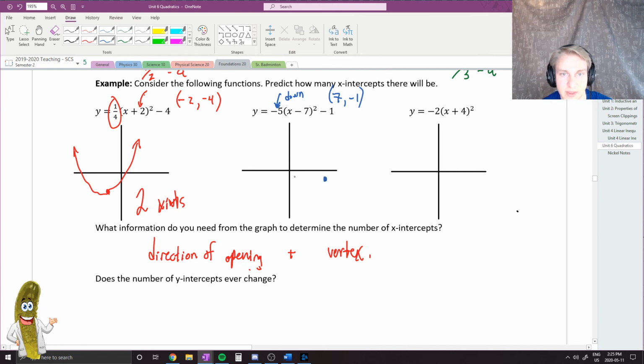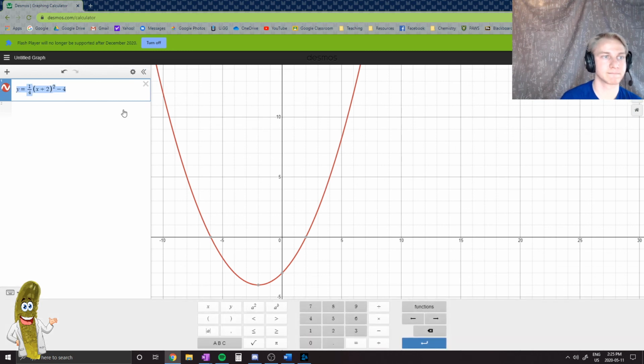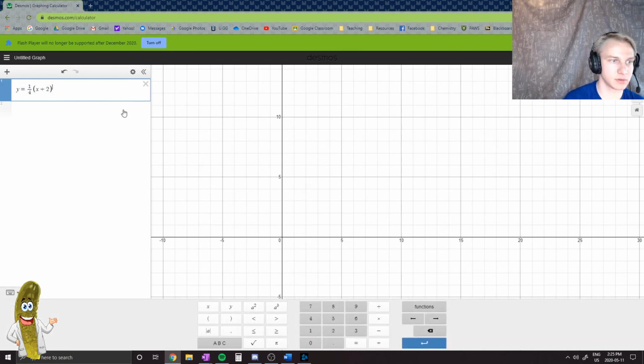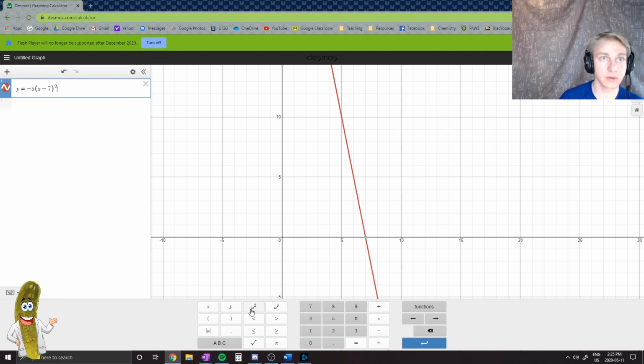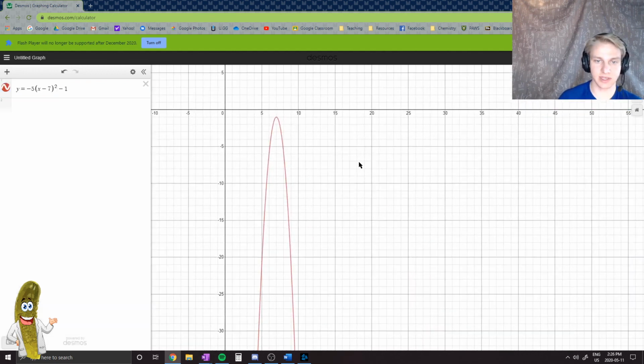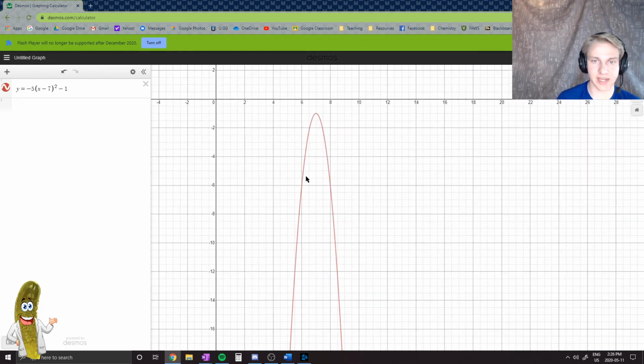So I'm going to guess roughly there. I know that this is pointing down and it's also a -5, so this is going to be a super skinny graph. I'm predicting that this one will have 0 x-intercepts. Let's check. We have the equation of y is equal to -5 (x minus 7) squared minus 1. And you can see that we have a super skinny graph below the x-axis, and we have 0 x-intercepts in this case. So again, we were successful.